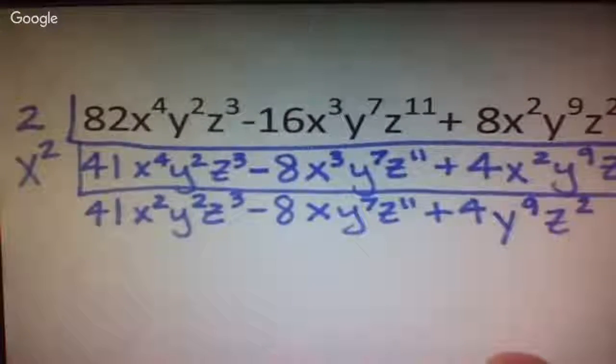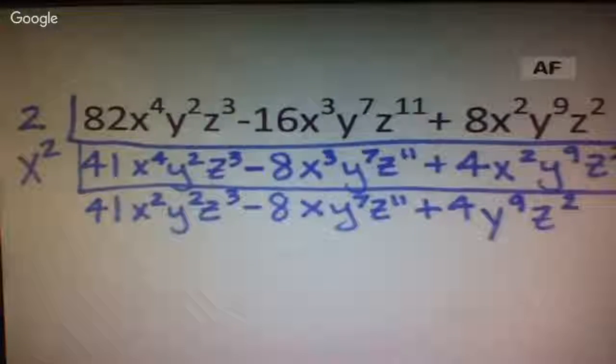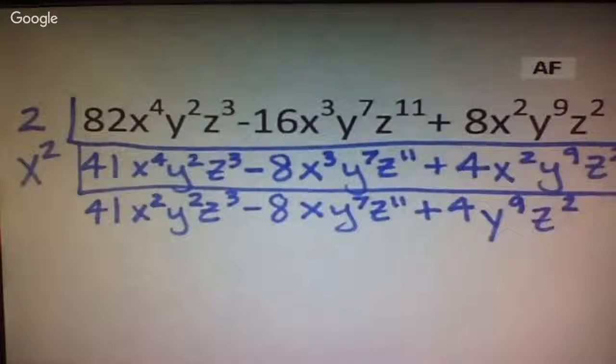But at least we know how to do the process. So why are you dividing it by x squared? Because you're trying to find the greatest common factor, so the biggest thing that they all share in common.